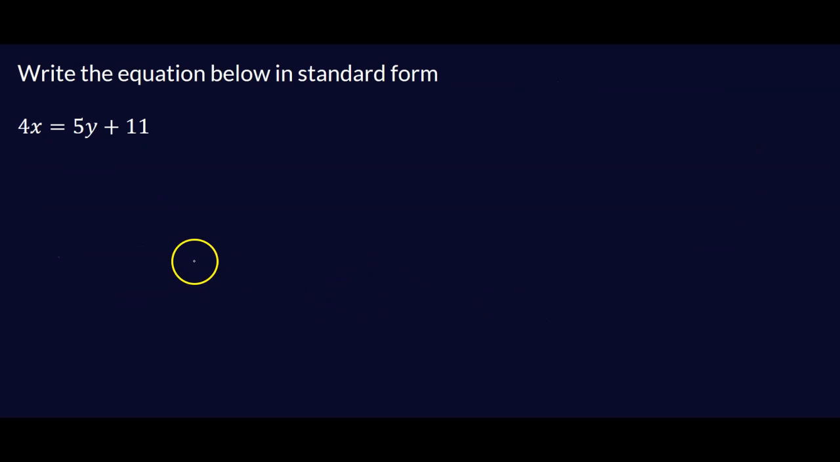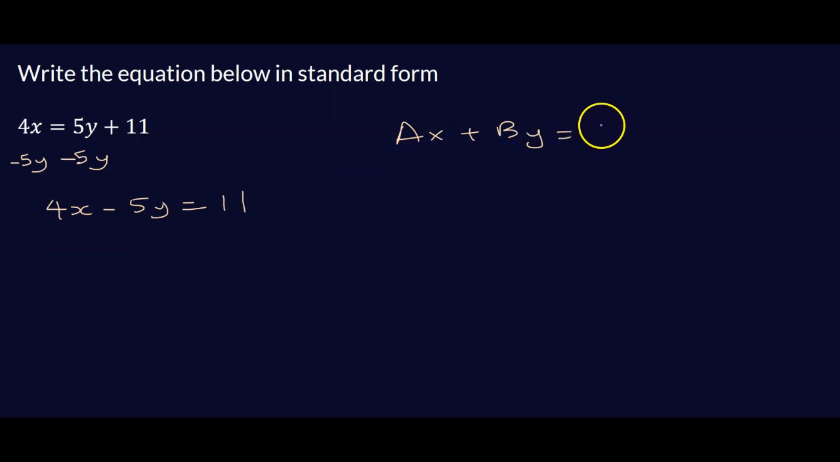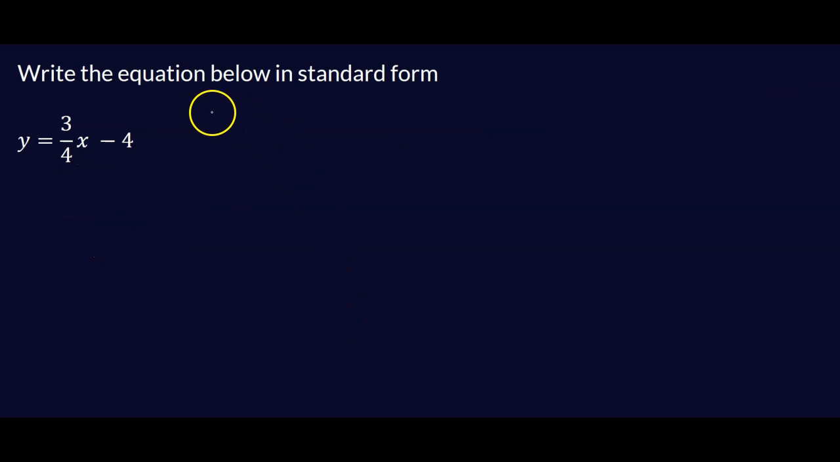Let's write the second one in standard form. So we move the variable to the other side with x. So we have 4x minus 5y equal to 11. Then we're just going to rearrange, arranging to ax plus by equal to c. Here we don't need to rearrange anything because it's perfectly written already. Let's go to the next example.